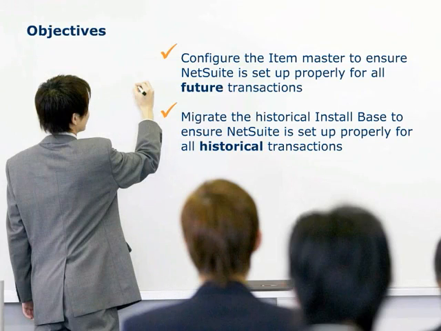To help ensure the success of your implementation, we examine implementation considerations for two key areas for renewal automation. To ensure the NetSuite Software Edition is set up correctly for all future transactions, we'll go over best practices and considerations for proper item configuration. Then we'll examine install-based migration to help you maintain historical data in the NetSuite Software Edition. At the end of this lesson, we'll go over some general considerations for setting up the NetSuite Software Edition.